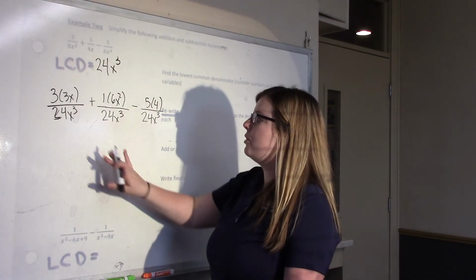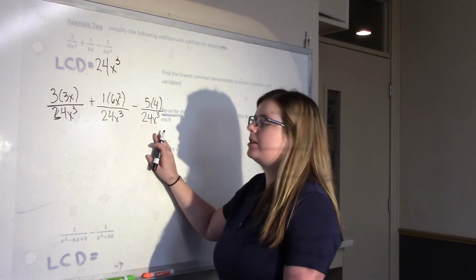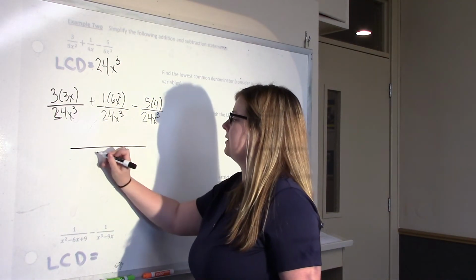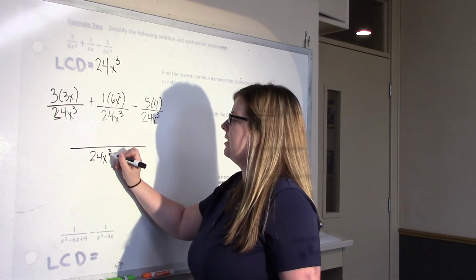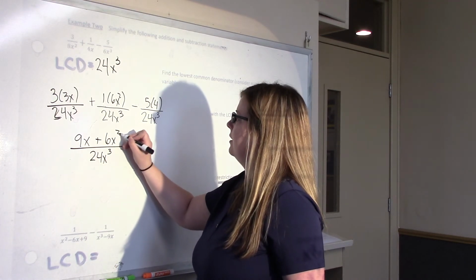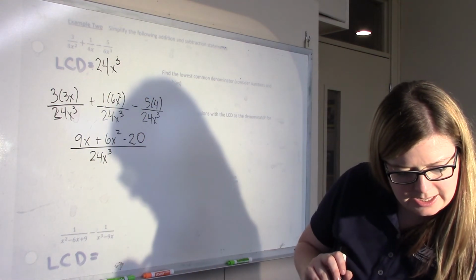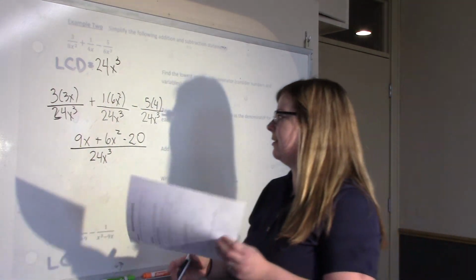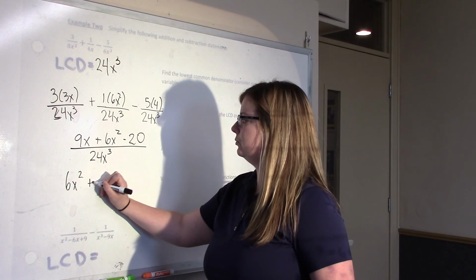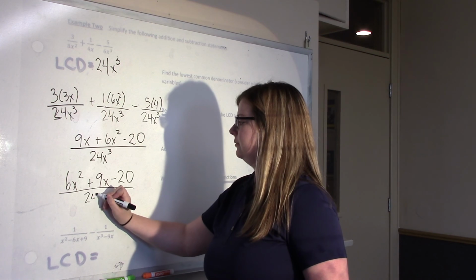Okay, so now you can actually rewrite this as just one fraction. Because they all share the same denominator, you can rewrite it as one fraction with this denominator of 24x cubed. So you get 9x plus 6x squared minus 20. And we like to put this in a better form, put the 6x squared first, over 24x cubed.